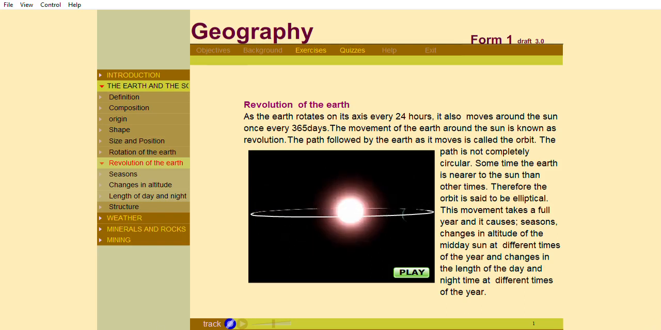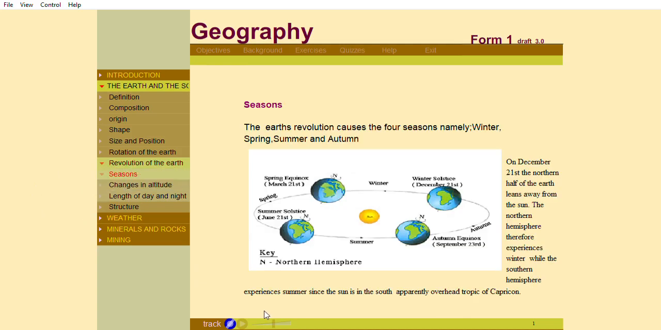This movement takes a full year and it causes: 1. Seasons. 2. Changes in altitude of the midday sun at different times of the year. 3. Changes in the length of the day and night at different times of the year. Seasons. The Earth's revolution causes the 4 seasons, namely winter, spring, summer, and autumn.